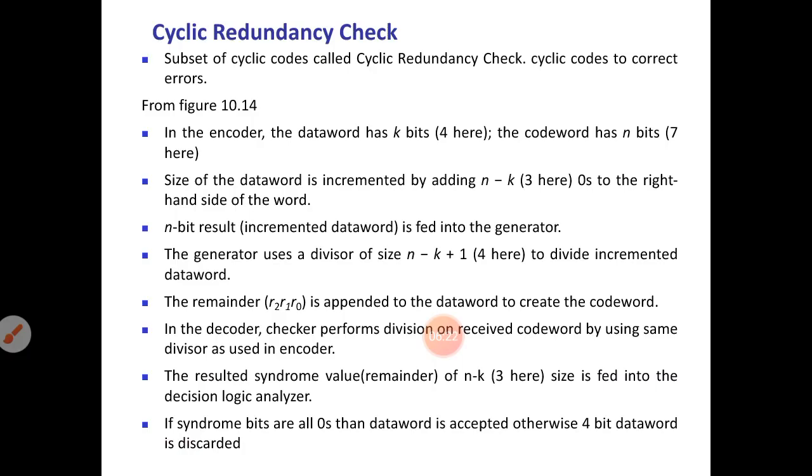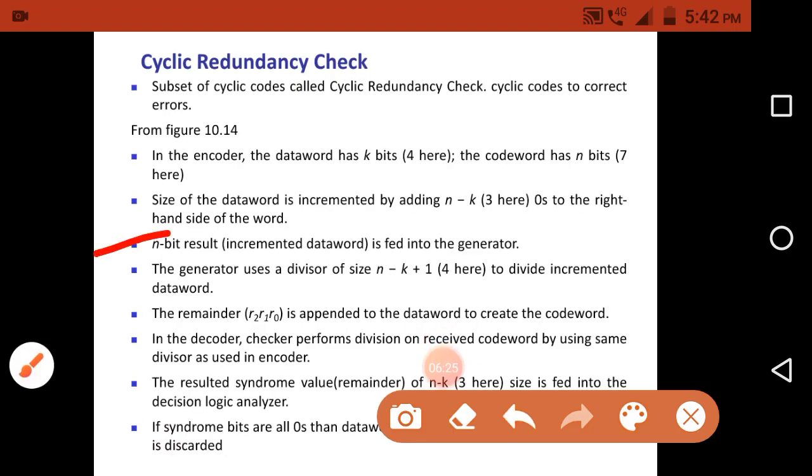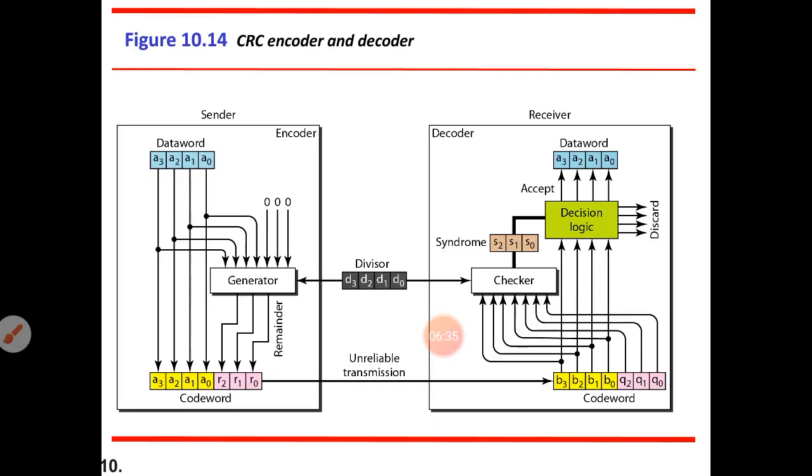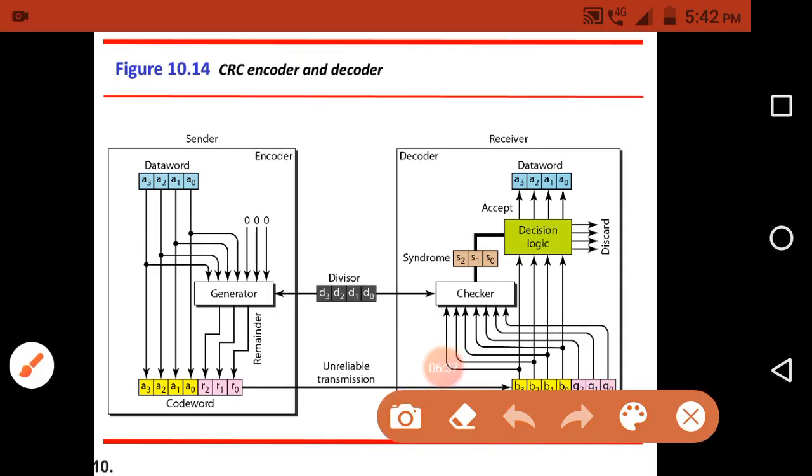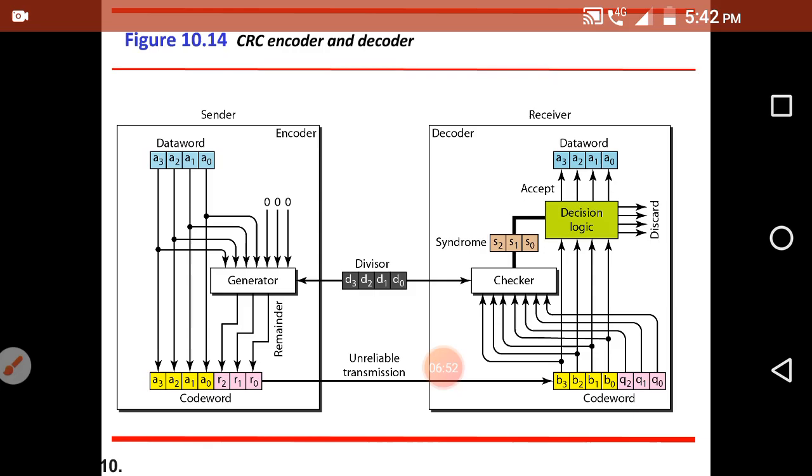That will result in an n-bit result, which is passed into the generator, meaning whatever the incremented data word is, we need to pass that to the generator. The incremented data word is nothing but the data word to which we have appended the 3 zeros, and we pass that to the generator.